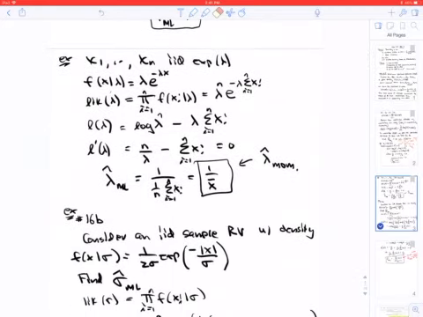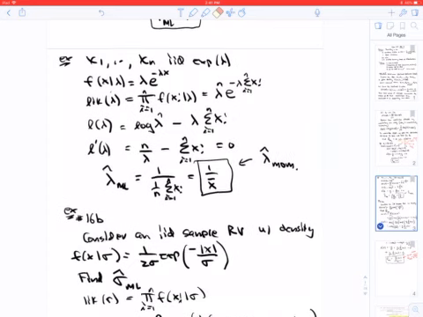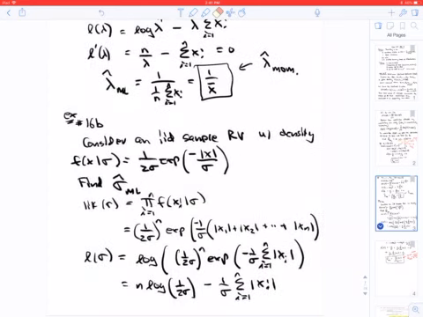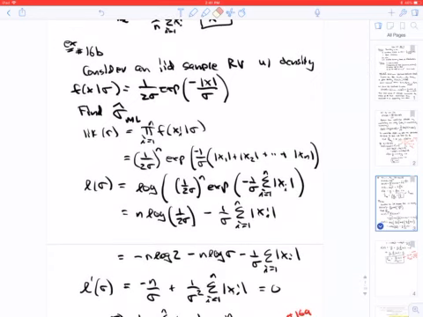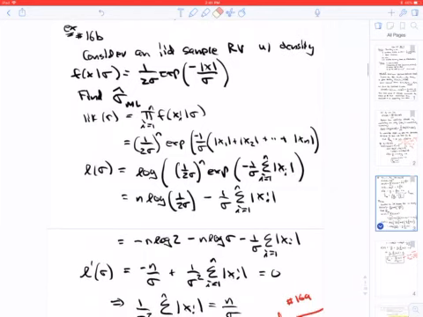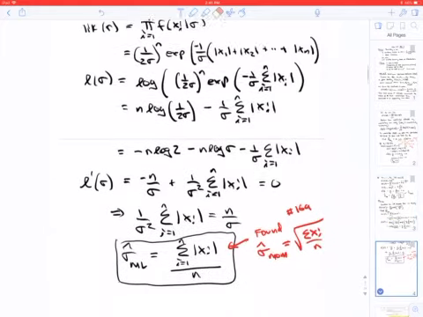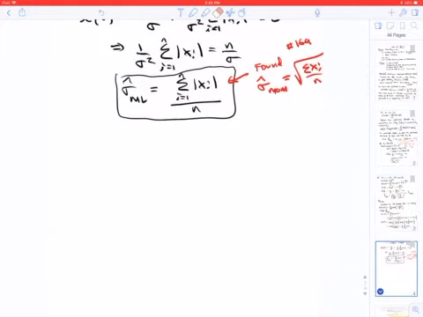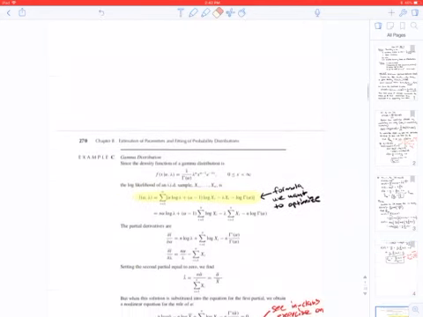Okie doke. So another example, x1 through xn is IID exponential, and here we get the same estimator that we got for the MOM estimator, 1 over x bar. Here's the problem we did last time. Last time we looked at this density over here and looked for a MOM estimator. Now we're doing it as an MLE estimator, and you get a different answer here. The details are pretty easy.